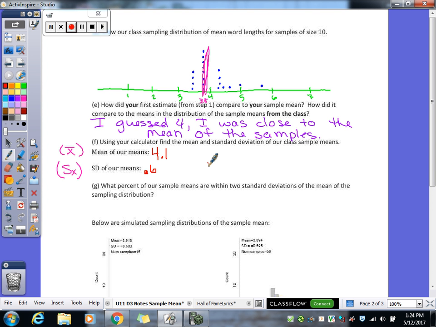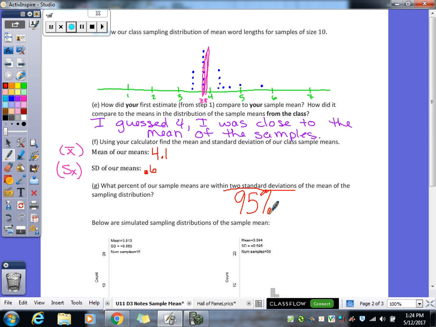So the majority of them are approximately around 0.6 for our standard deviation if we round to the nearest tenth. So what percent of our sample means are within 2 standard deviations of the mean of the sampling distribution? Well, we're talking 2 standard deviations, so 2 below, 2 above. What does that always encompass? What percent of our data? Always 95%.